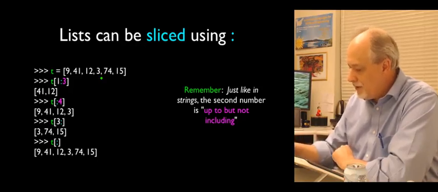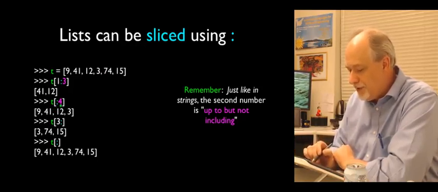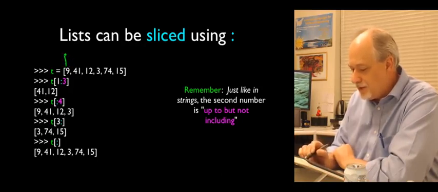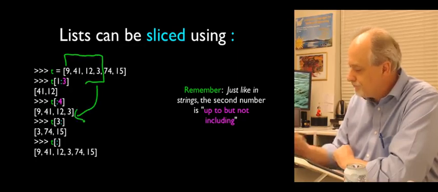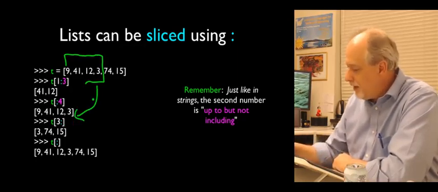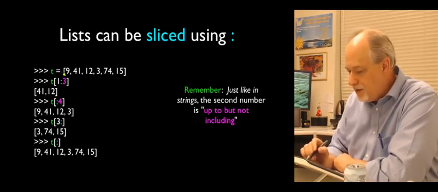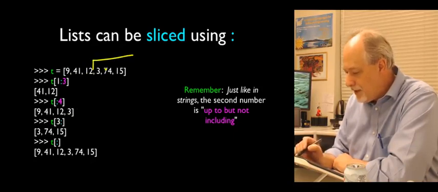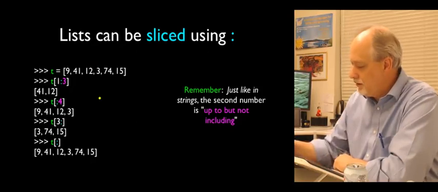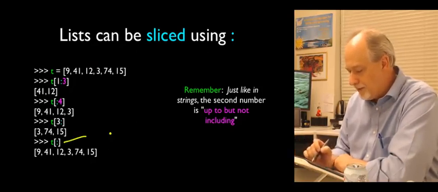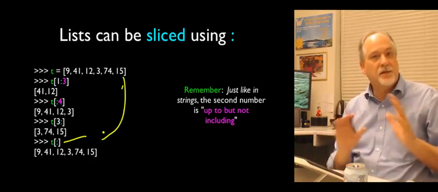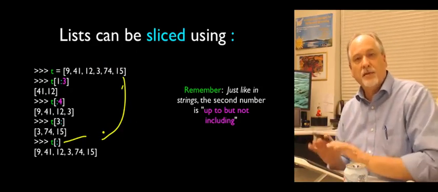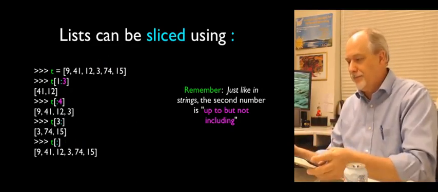We can similarly eliminate the first one, so that's up to but not including the fourth one, starting at 0, 1, 2, 3, but not including 4. So that's this one. If we go 3 to the end, and again remember that they're starting at 0, so 3 to the end is 0, 1, 2, 3 to the end. The number 3 doesn't matter, so that's 374.15. And the whole thing, that's the whole thing. So these two things are the same. So slicing works like strings. Starting and up to but not including is the second parameter.